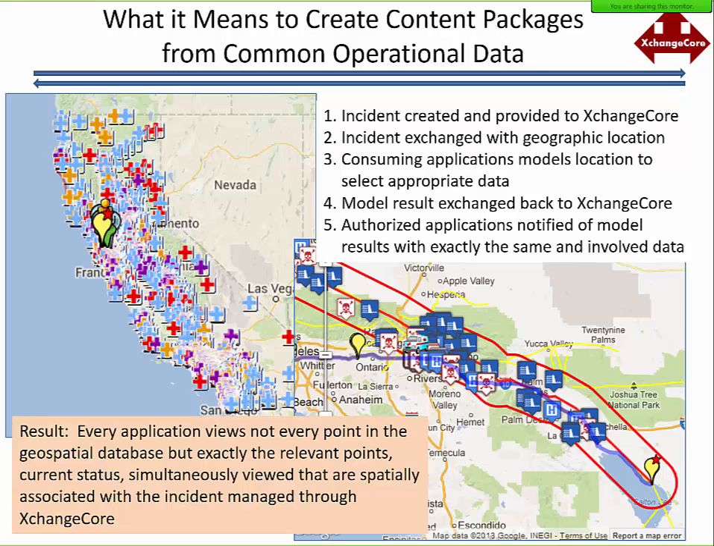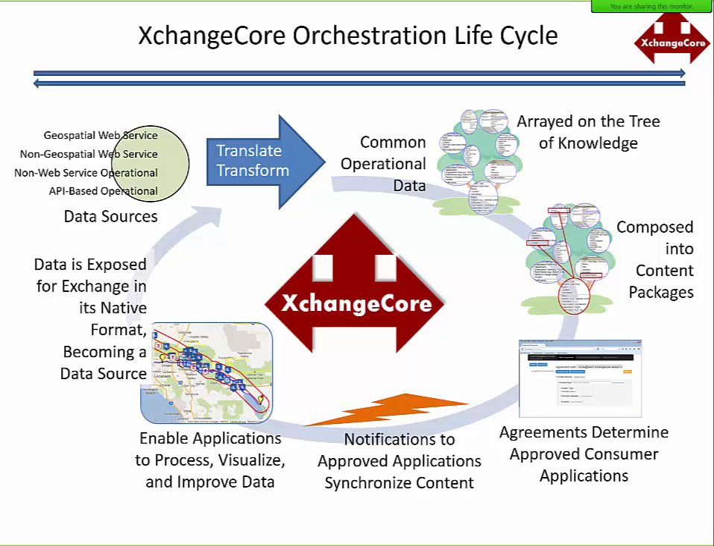Knowing that everybody has simultaneously viewed the same information, there's the value. And the value works its way through this XchangeCore orchestration lifecycle. It starts up in the upper left-hand corner, that green dot. We're bringing in data: geospatial web services, non-geospatial web services, non-web services, or API. Any of those data sources come in.